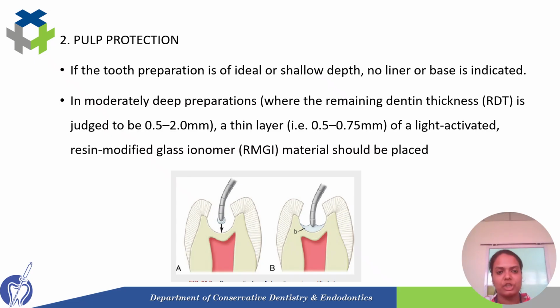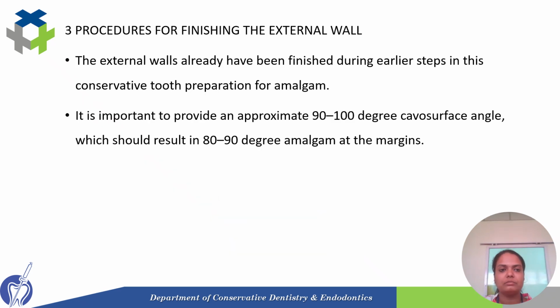Next one is pulp protection. If the tooth preparation is more than 2 millimeter deep, we should provide pulp protection. In moderately deep preparations, where the remaining dentin thickness is judged to be 0.5 to 2 millimeter, a thin layer of light activated resin modified glass ionomer cement should be placed.